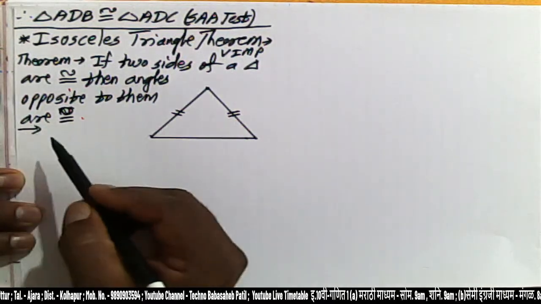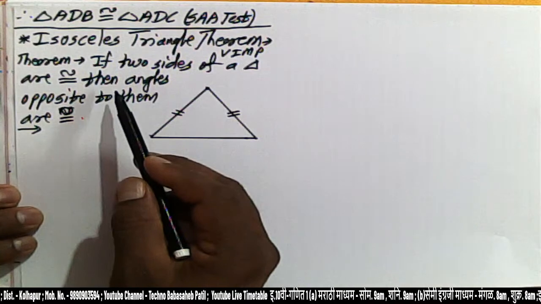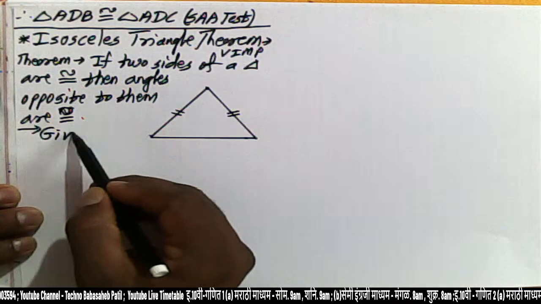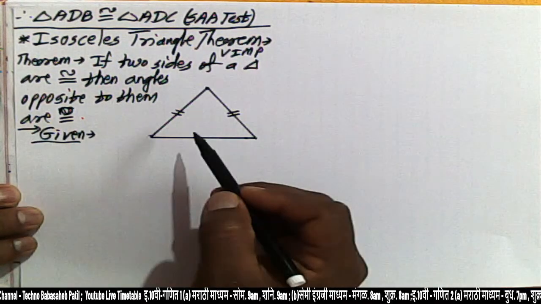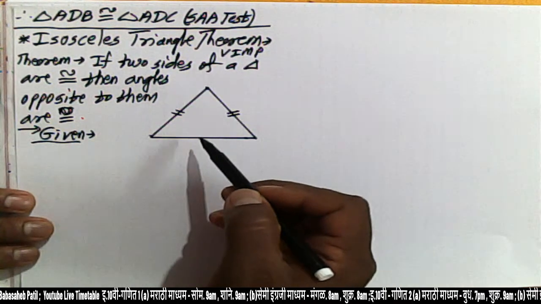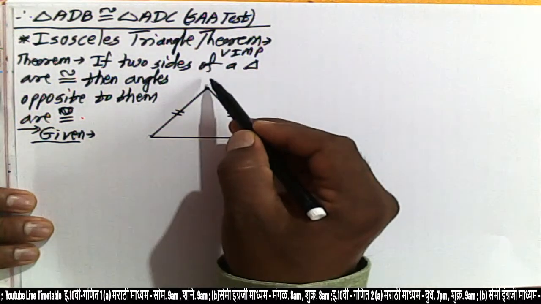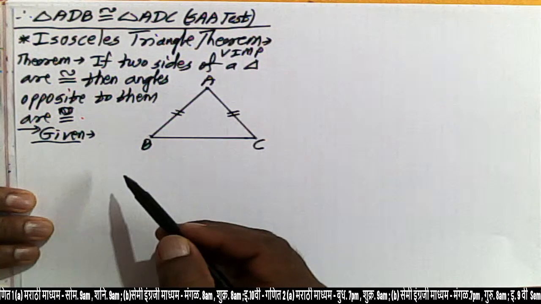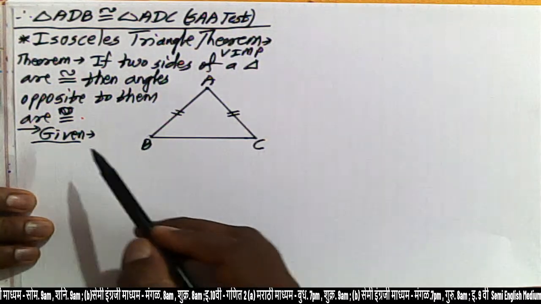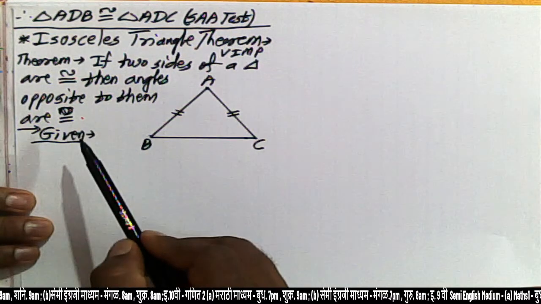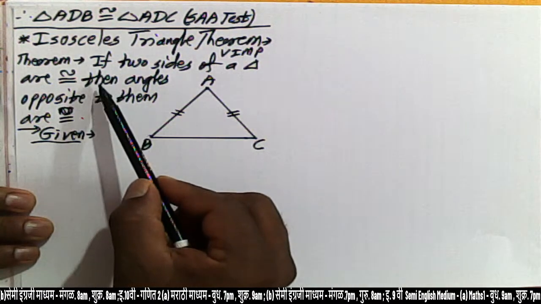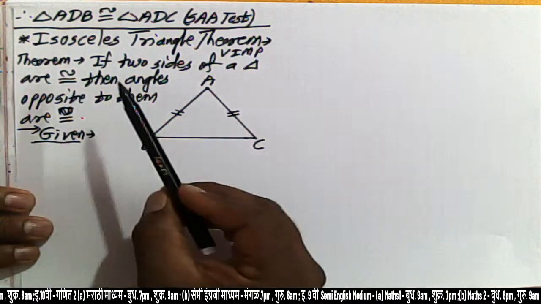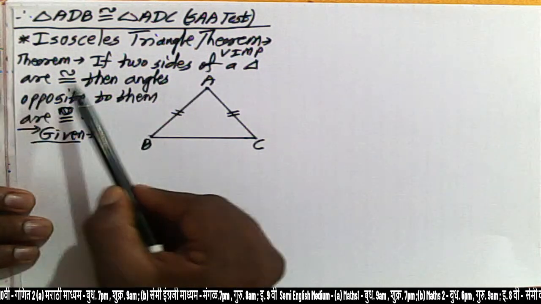In the solution, we prove that statement in four parts. The first part is given, and in given we draw triangle ABC, and we write the information between if and then. If आणि then मधली जी माहिती आहे ती यामध्ये लिहायची आहे. Means two sides of a triangle are congruent.